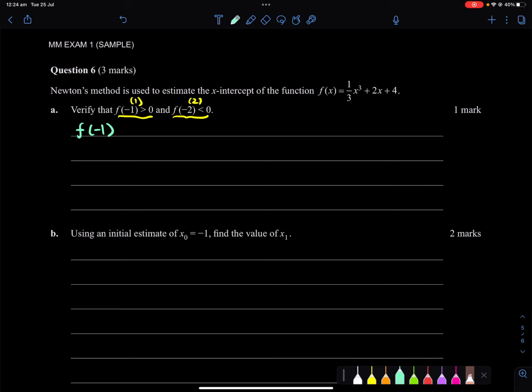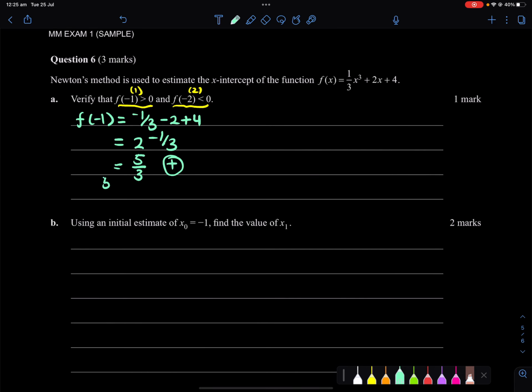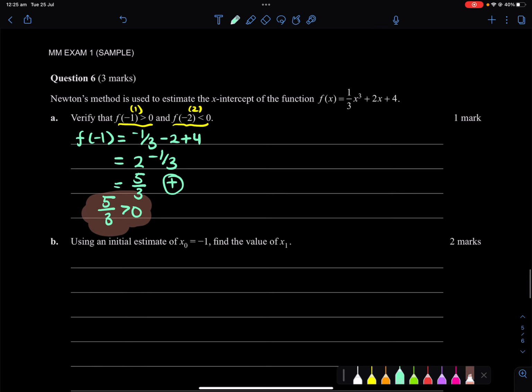So let's sub in f(-1) here first. That'll be -1 on 3 minus 2 plus 4, which equals 2 minus 1 on 3, which is actually 5 over 3, which is positive. It's an actual positive value. So we can say that 5 over 3 is greater than 0, and it's true. So that is a way we can show that we've verified it.